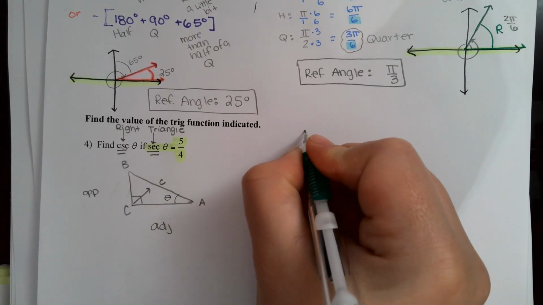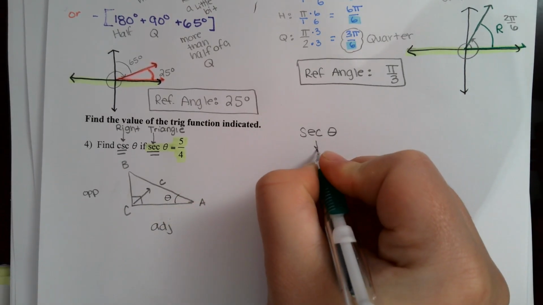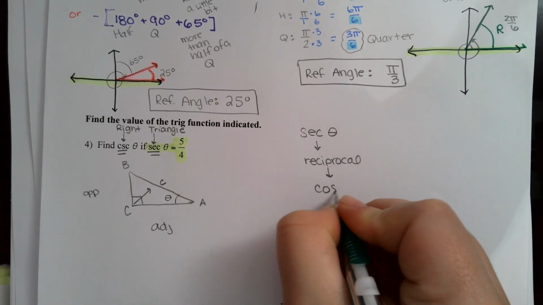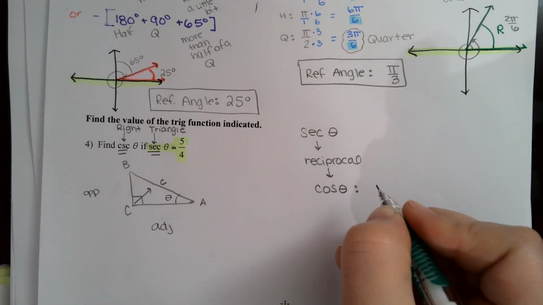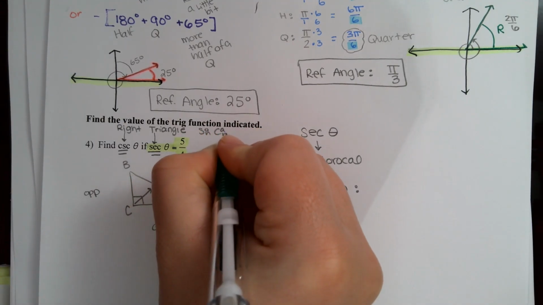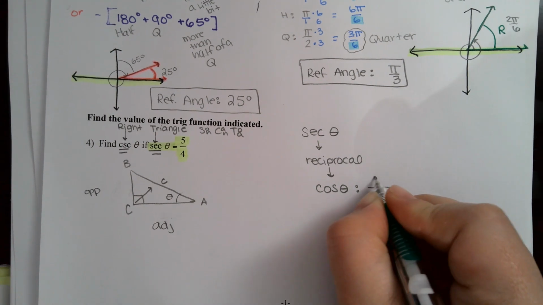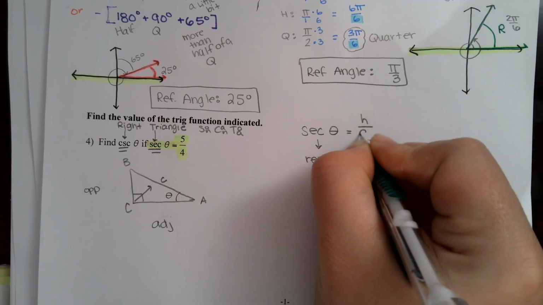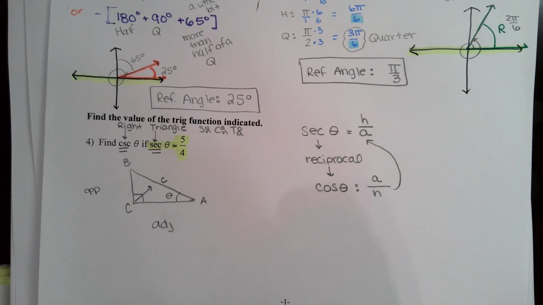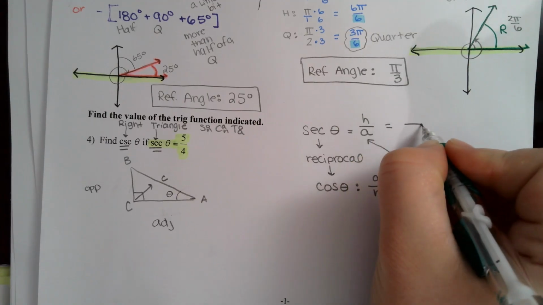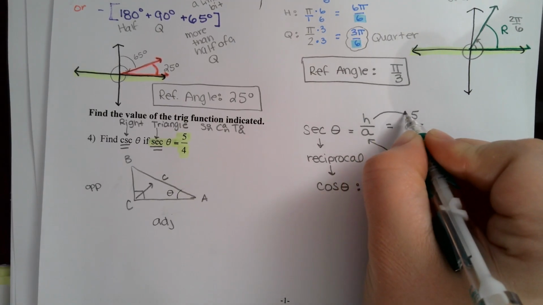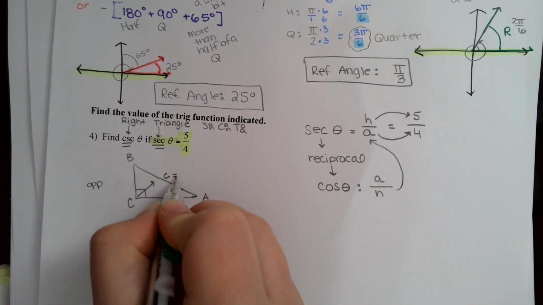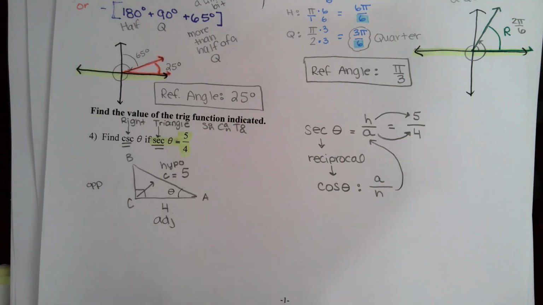Okay, secant of theta is the reciprocal of cosine of theta. And if we recall our SOHCAHTOA, cosine is adjacent over hypotenuse. So when we go back to secant, secant is now hypotenuse over adjacent. Okay, why is that important? Because we already know that secant is 5 over 4, which means our hypotenuse is 5, our adjacent is 4.